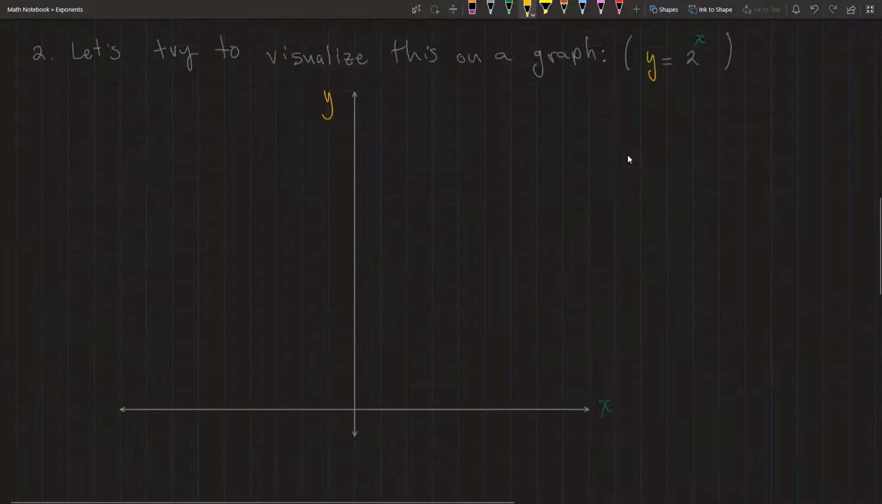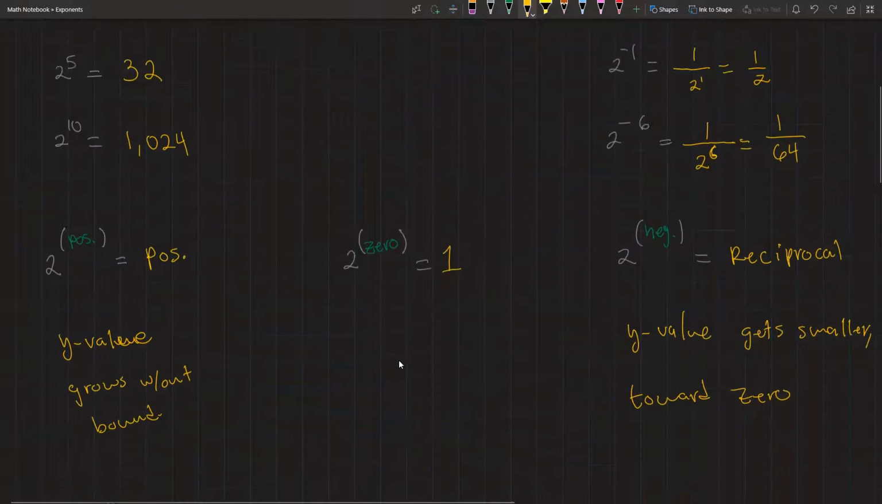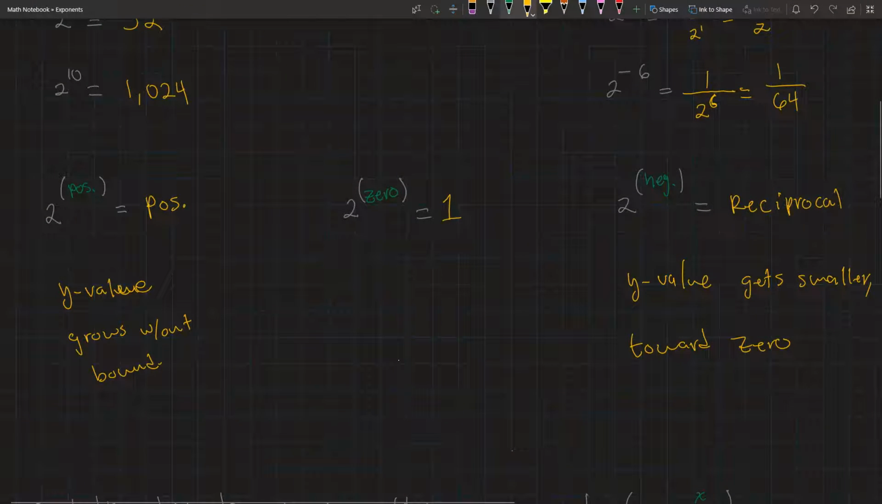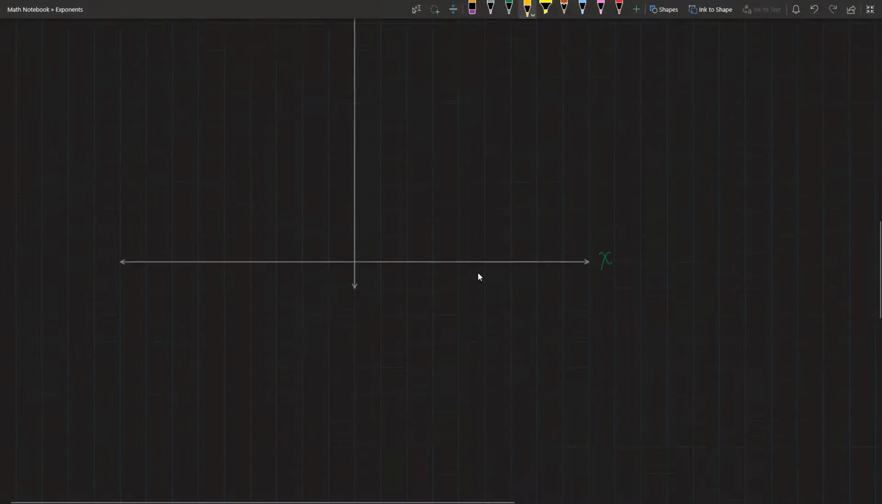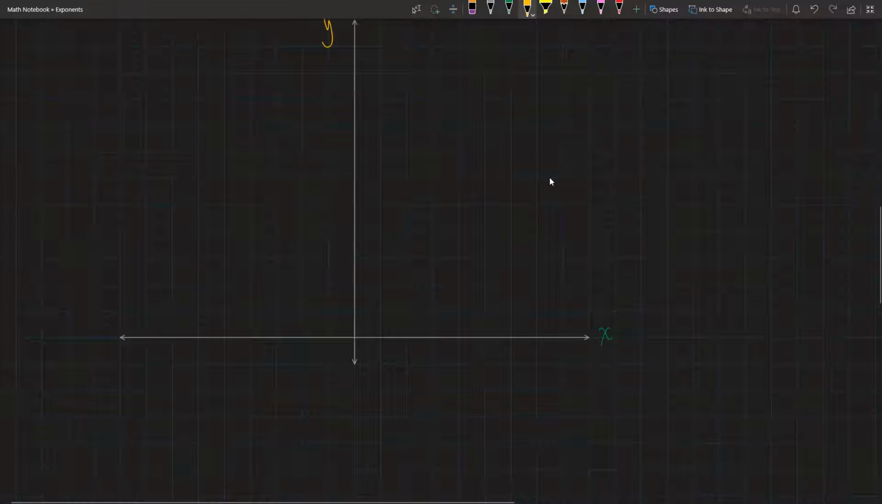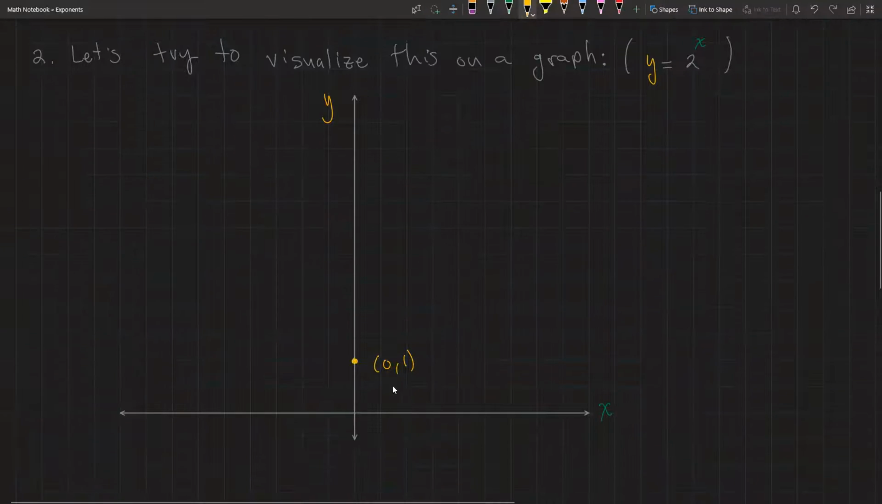So let's visualize this idea on a graph. And the main one we're going to use is this one because this represents a point. This right here represents the point (0, 1). And I'm going to stop color coding from here. 0 is the x value, and 1 is the y value. So let's start with that one right there. This will become (0, 1). And again, I want you to think of the y value as the yellow graph, okay?